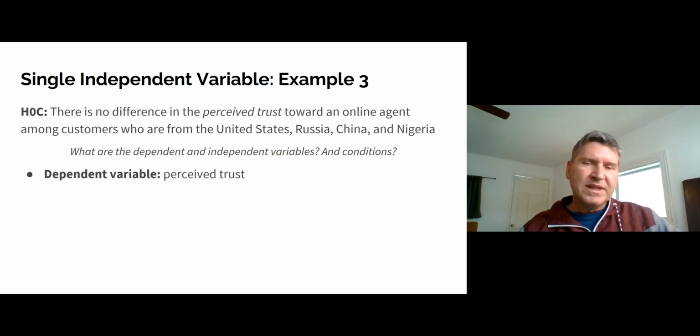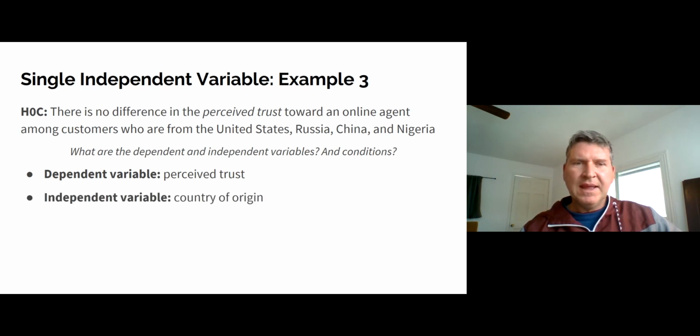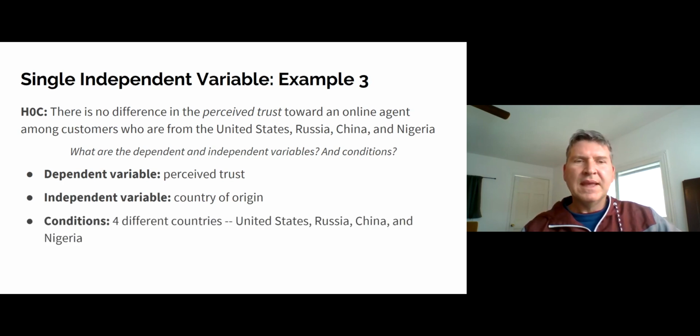Well, the dependent variable is the perceived trust. This is tricky because we want this to be a quantitative variable. So we're likely to do this in a Likert scale. The independent variable would be the country of origin. So the customer's location or where they're from. And then there's 4 different countries. So these are mutually exclusive and there are 4 conditions.